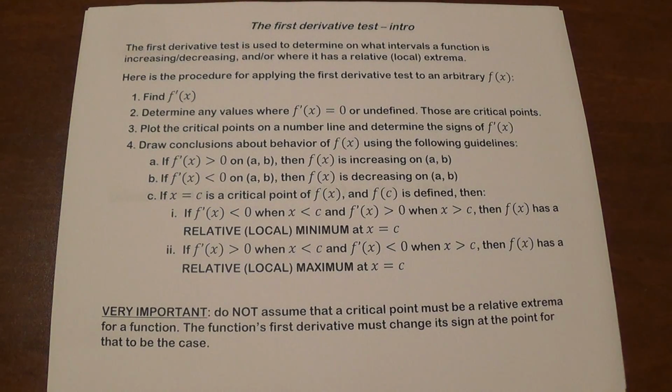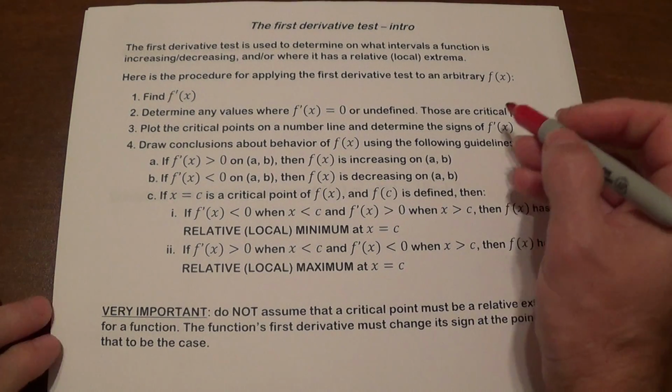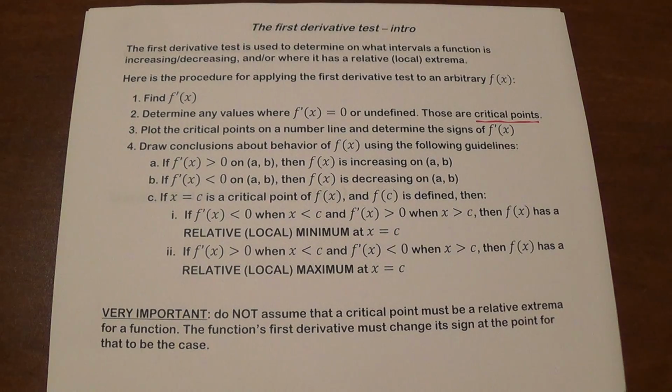We're going to find the derivative of our function first. We're going to set the derivative equal to 0 and determine any values where the derivative is 0 or possibly undefined. Those are our critical points. We're going to plot the critical points on the number line and then determine the signs of f prime. And then we draw a conclusion about the behavior using the following guidelines.